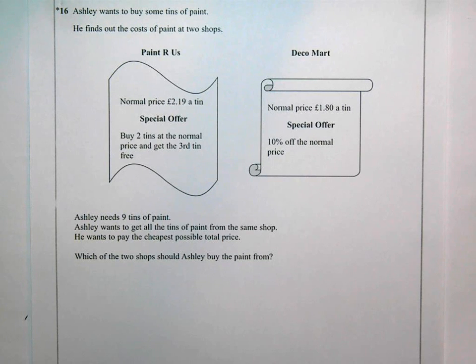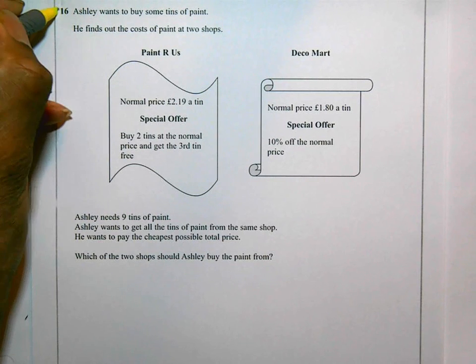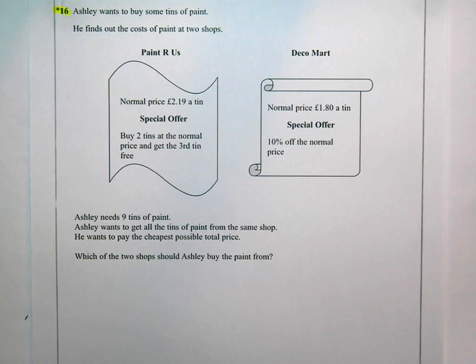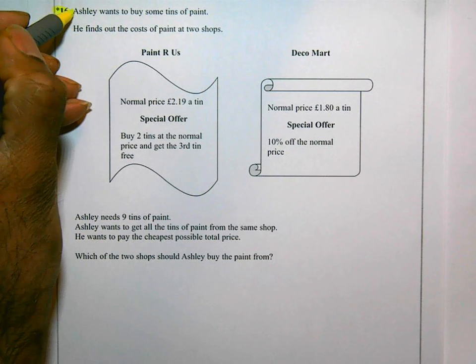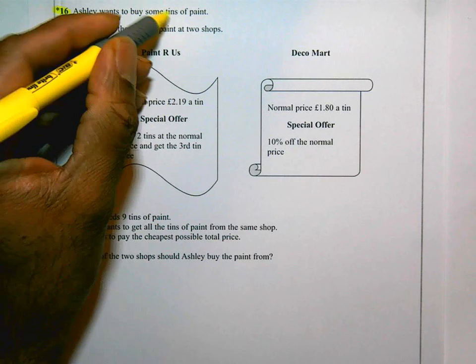This is question 16 on the Foundation Calculator paper. The first thing I notice is there's a star next to the question number, which means that there's some quality of written communication marks for this question. The question says, Ashley wants to buy some tins of paint.